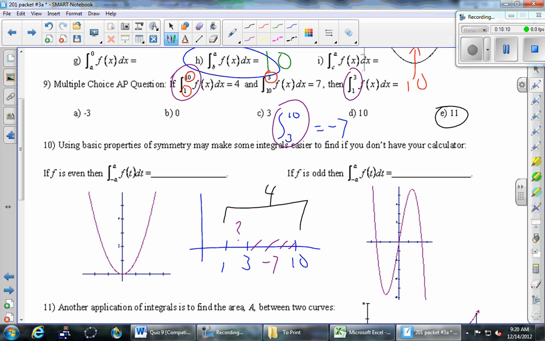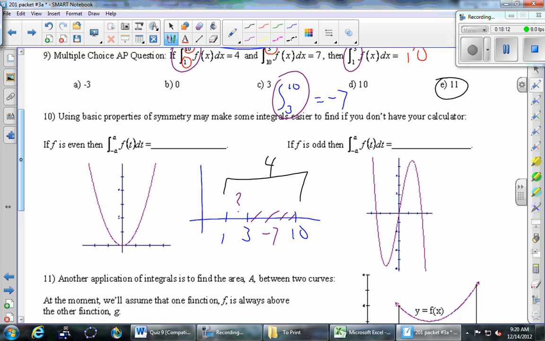All right, number 10. Using basic properties, before we do number 10, let me just talk about the two other little things here.